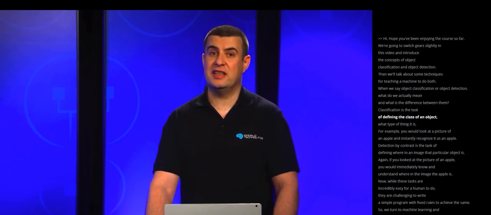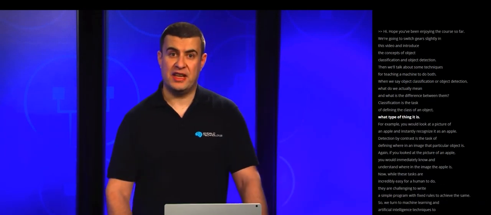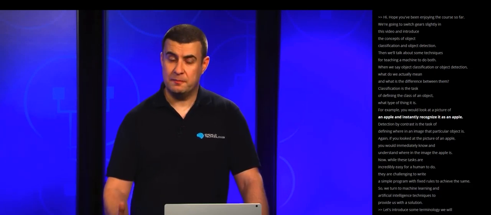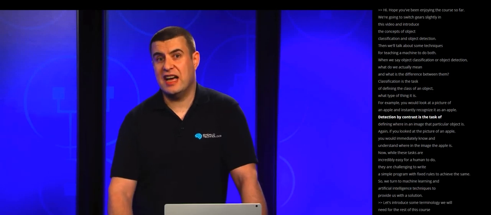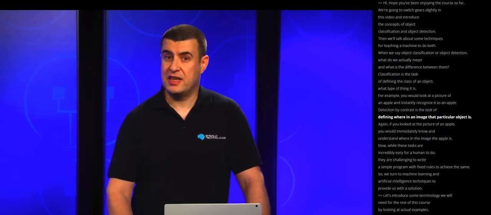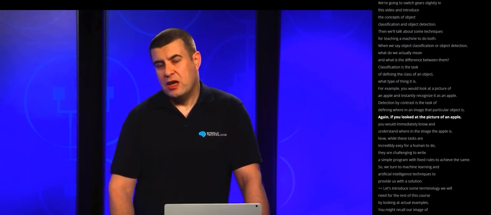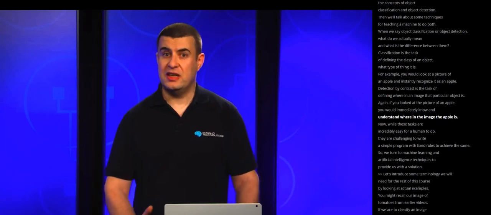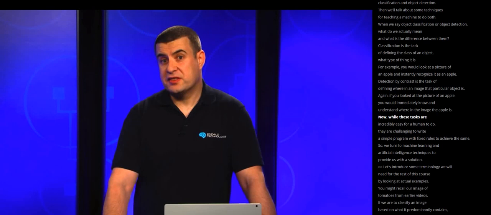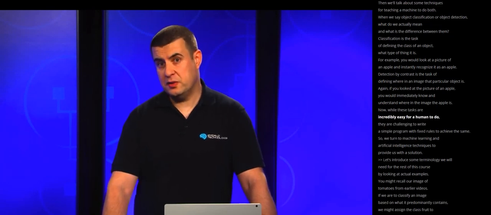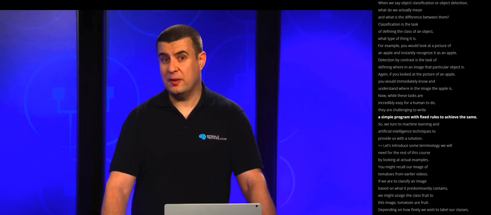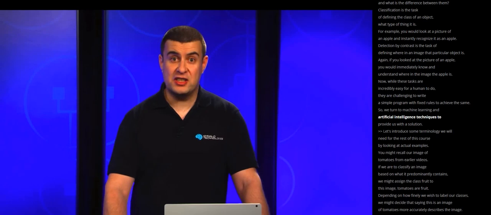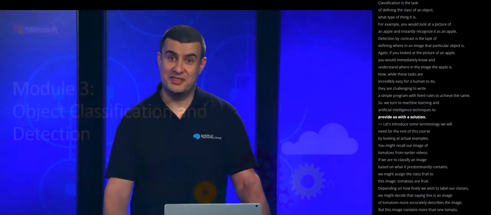Classification is the task of defining the class of an object, what type of thing it is. For example, you would look at a picture of an apple and instantly recognize it as an apple. Detection, by contrast, is the task of defining where in an image that particular object is. Again, if you looked at the picture of an apple, you would immediately know and understand where in the image the apple is. Now, while these tasks are incredibly easy for a human to do, they are challenging to write a simple program with fixed rules to achieve the same. So, we turn to machine learning and artificial intelligence techniques to provide us with a solution.